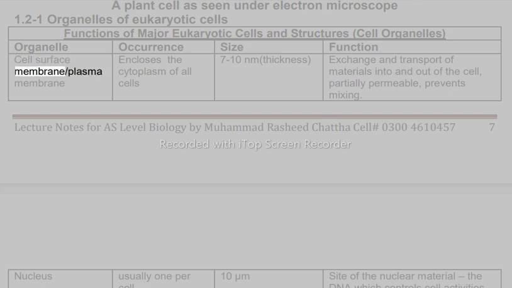Function: cell surface membrane, or plasma membrane. Encloses the cytoplasm of all cells. 7 to 10 nm thickness. Exchange and transport of materials into and out of the cell. Partially permeable. Prevents mixing.